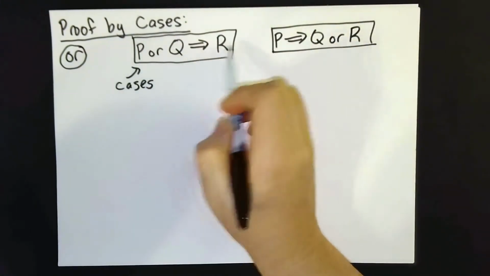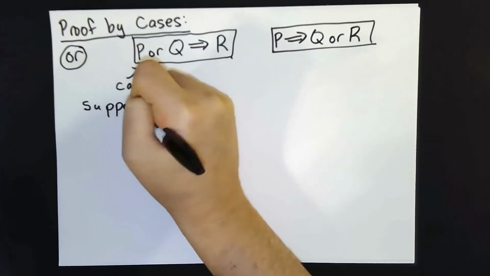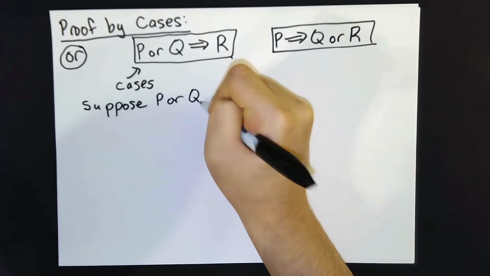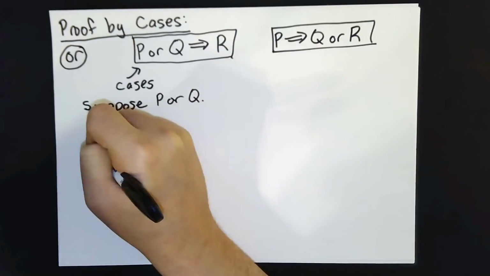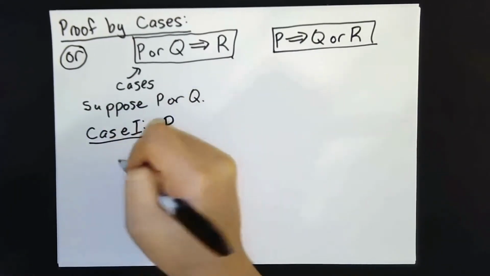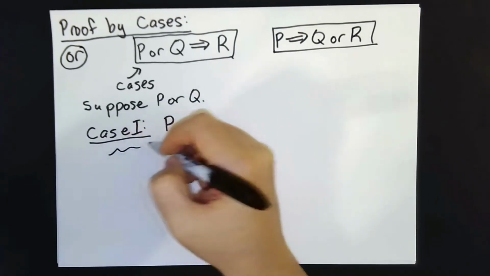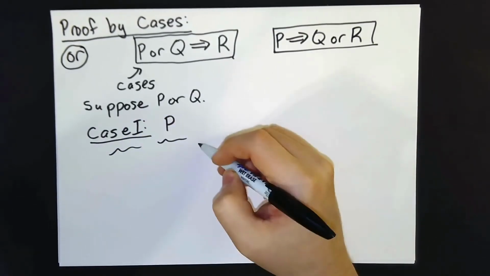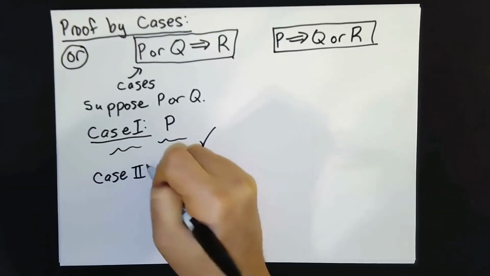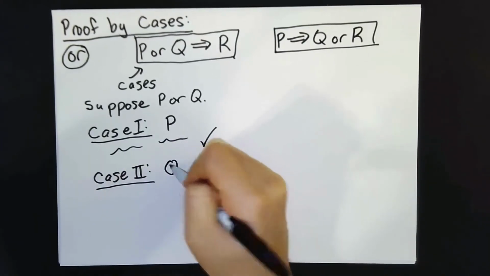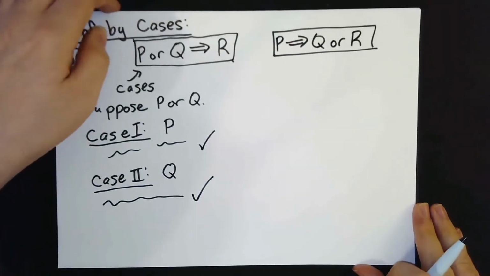And so what you want to do to start with is say something like, suppose P or Q, and then you want to break into cases. You'll write it like this: case 1, P, and then you're going to suppose P, and prove the thing assuming that P is true. Okay, and then that will get you through that case. And then you're going to do exactly the same thing, but suppose Q instead, and then check it in that instance.